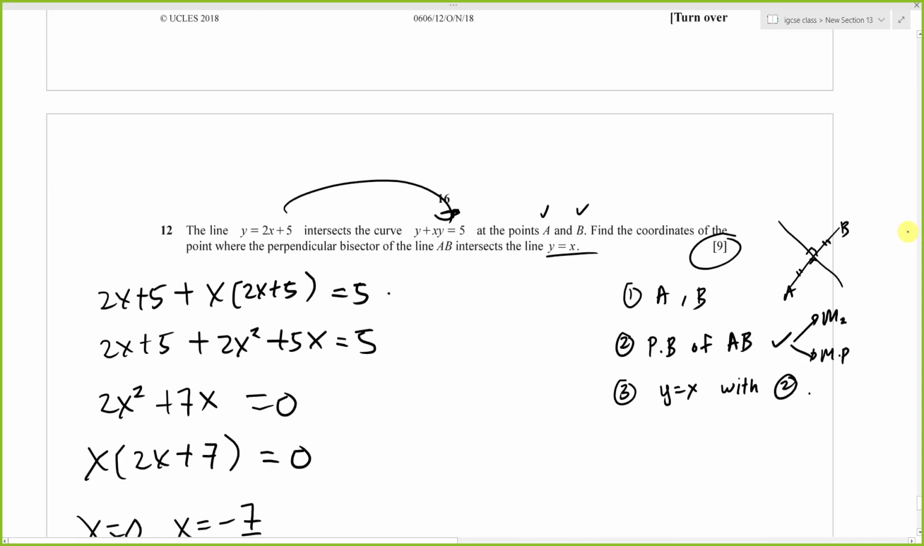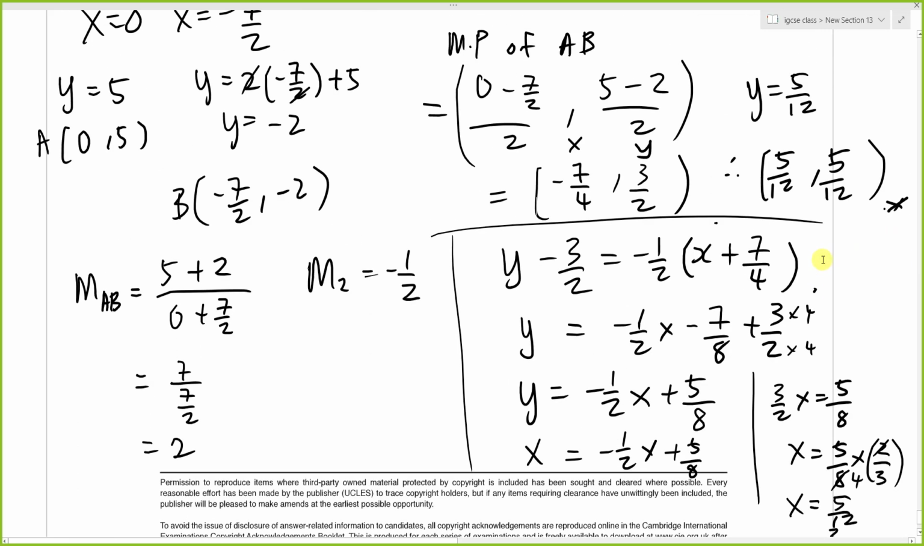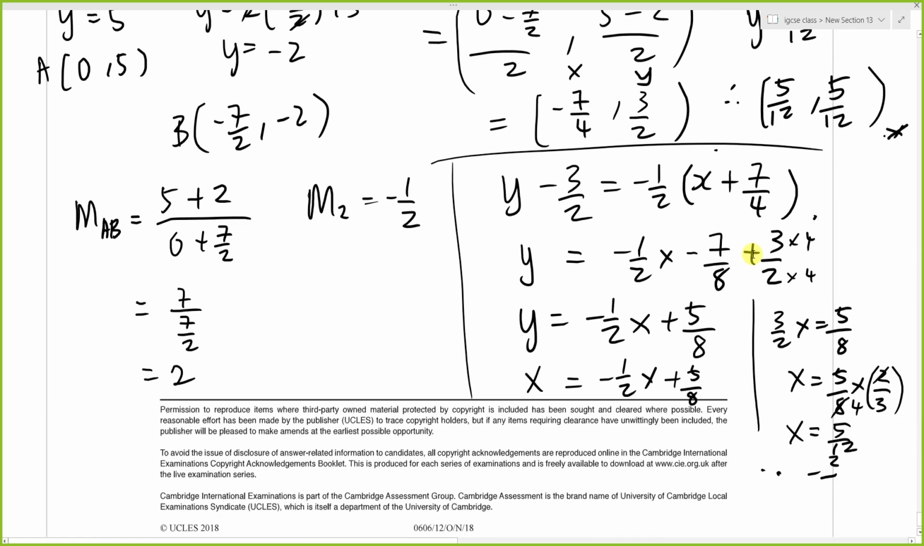Yeah, just now I inserted the x and y wrongly. So this is the reason why I got it wrong at first, and then got 5 over 12. So make sure in the exam you don't insert the values wrongly. Then you should be able to get the correct answer here. Yeah, this 9 marks, do it carefully. It shouldn't be too difficult. But just now I inserted the value wrongly.